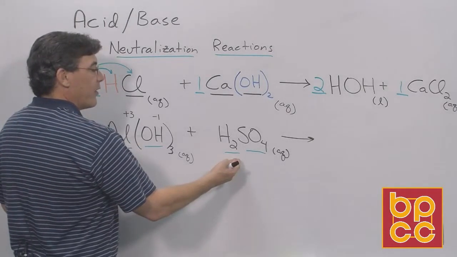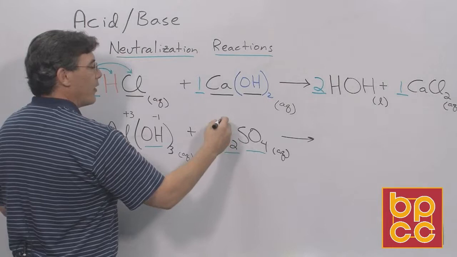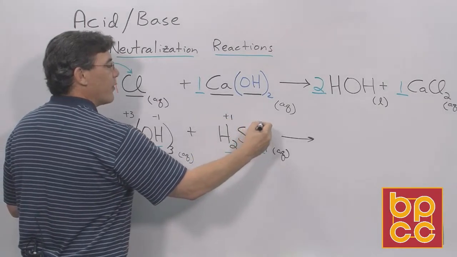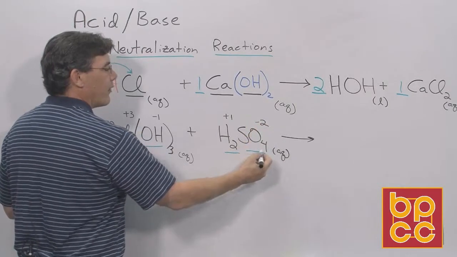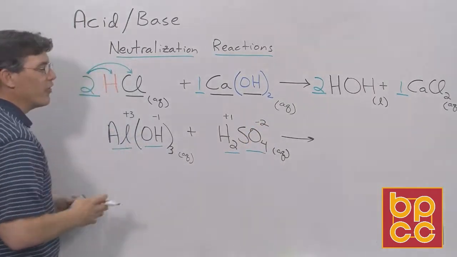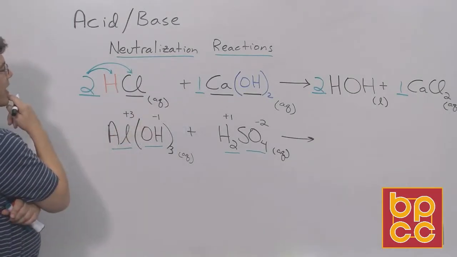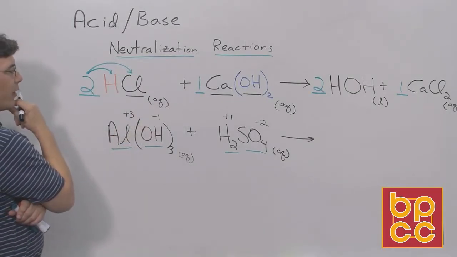On the acid here, the sulfuric acid, we have 2 hydrogens, but they each have a +1 charge. And the sulfate, if you look that up, has a -2 charge. The sulfate is this SO4 ion, just a big chunkier ion. Okay? So we've got some different charges here, and we need to pair these up to get our products.